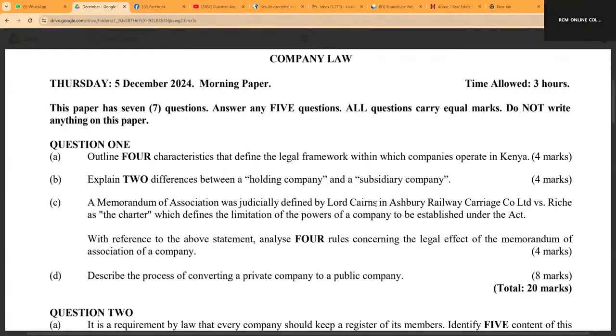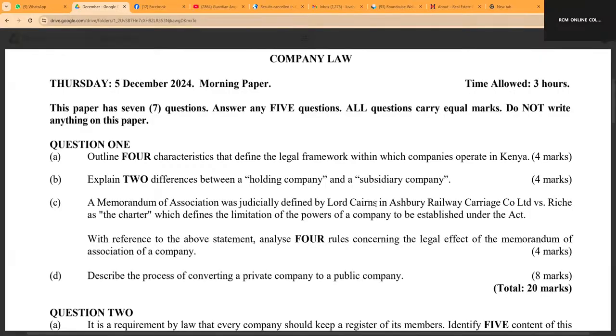Then difference number two: a holding company is able to control the affairs of the other company. So the holding company is able to control the affairs of the company in which it owns the shares. For example, if the holding company owns like 60%, like Luvaha, you remember the situation of Luvaha. Luvaha was controlling 60%, and the rest of you were controlling 40%.